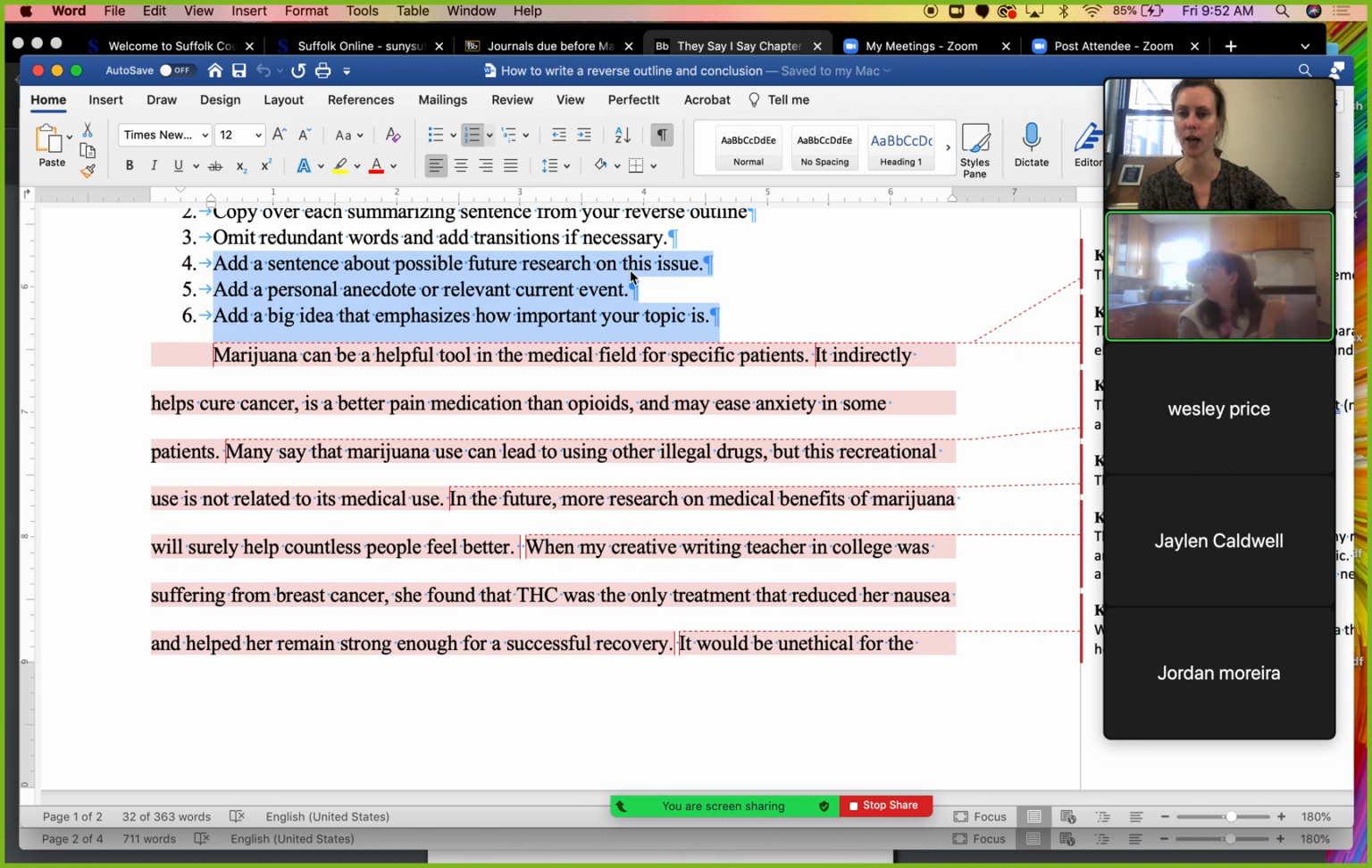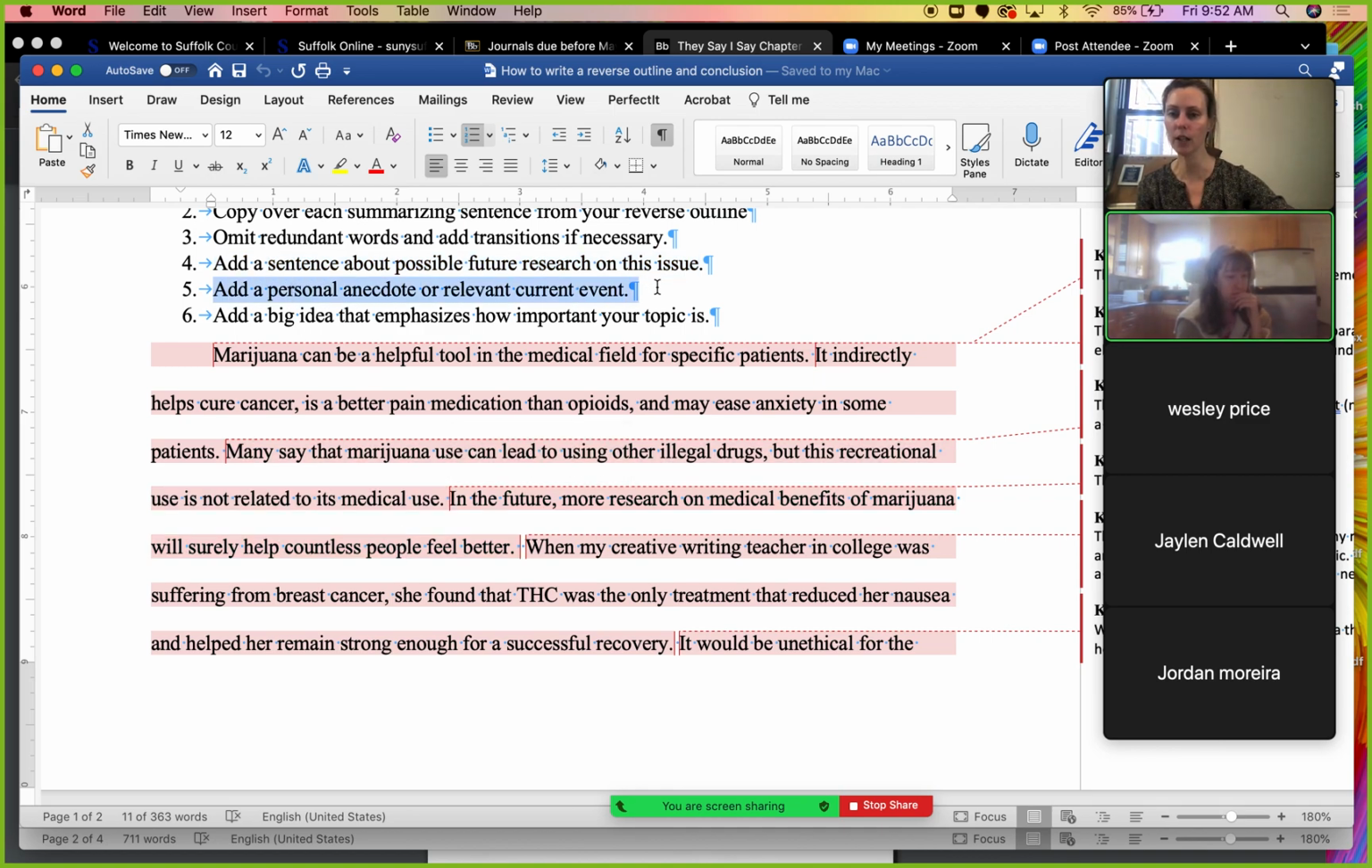So to do that, it's a good idea to add a sentence about possible future research on this issue. So here I wrote, in the future, more research on medical benefits of marijuana will surely help countless people feel better.